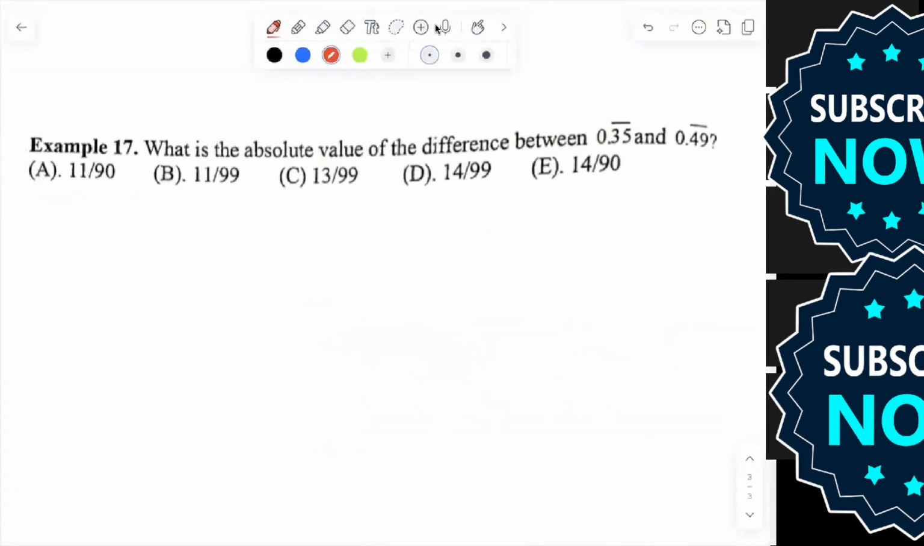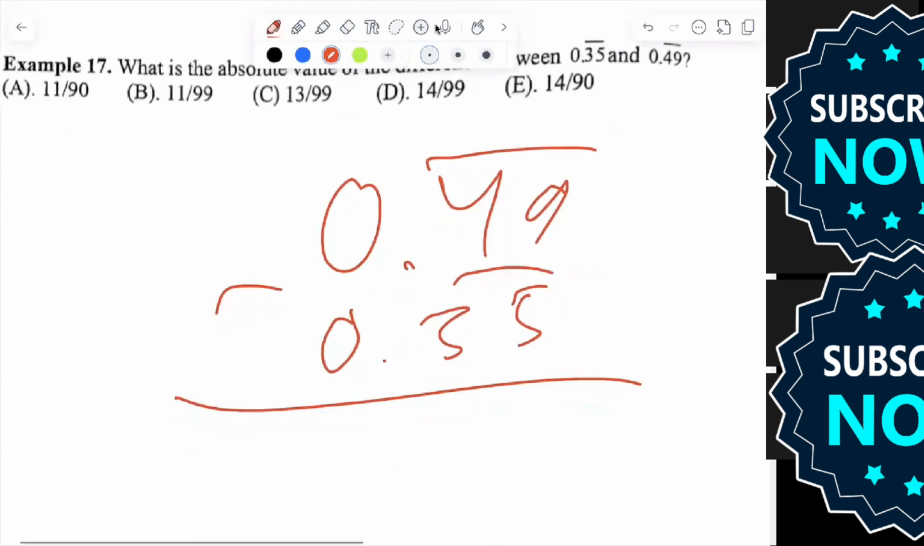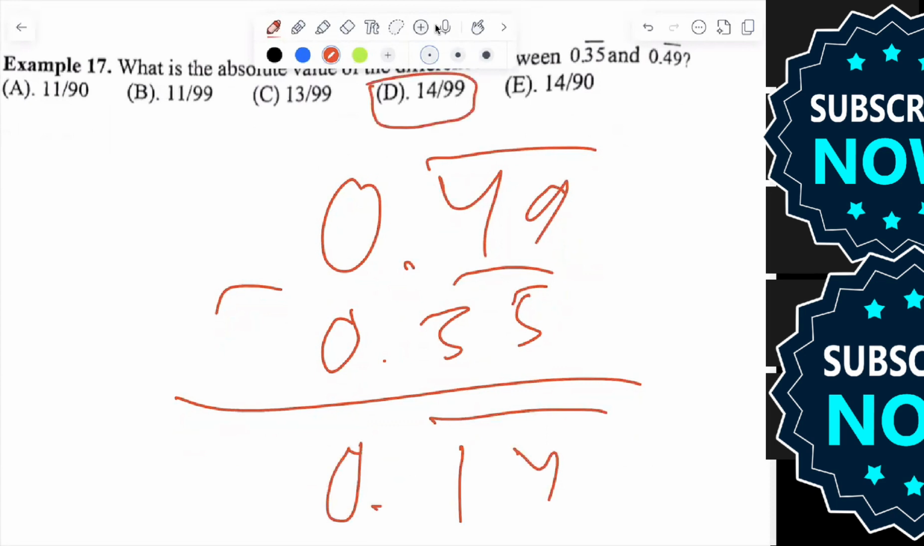What is the absolute value of the difference between 0.35 repeating and 0.49 repeating? Alright. Basically, we're just going to subtract. Since there's the same number of digits in each cycle, 2 in each cycle, we can just straight up subtract. This is going to give us 0.14 repeating, so 14 over 99. If we see these types of questions, just subtract.